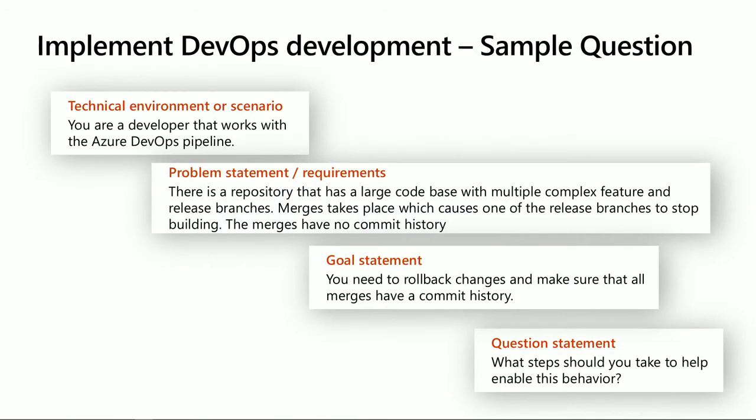Sample questions. You're a developer that works with the Azure DevOps pipeline. There is a repository that has a large code base with multiple complex features and release branches. Merges take place, which causes one of the release branches to stop building. The merges have no commit history. You need to roll back the changes and make sure that all merges have a commit history. What steps should you take in order to do this?